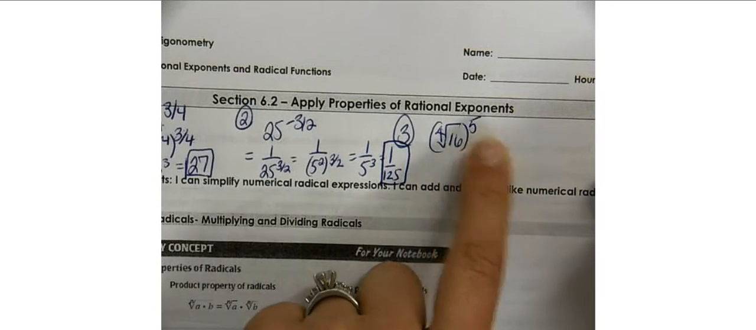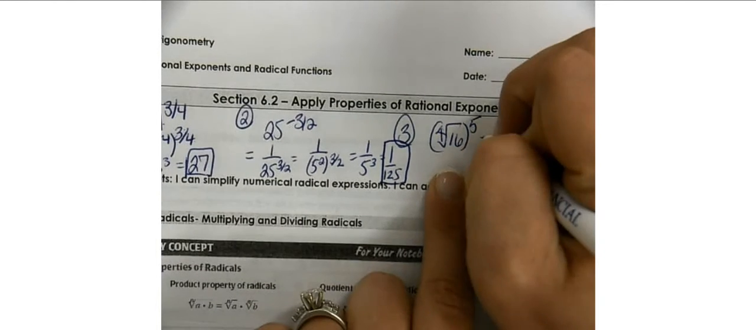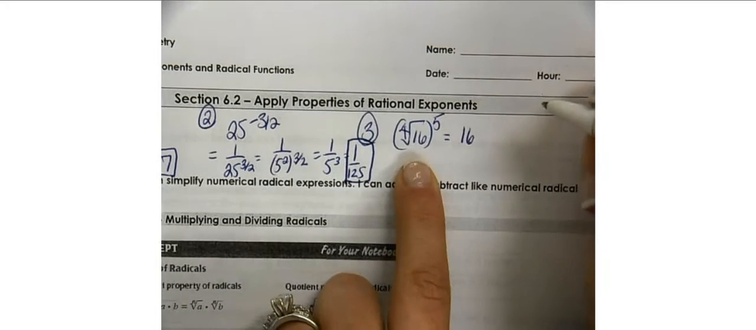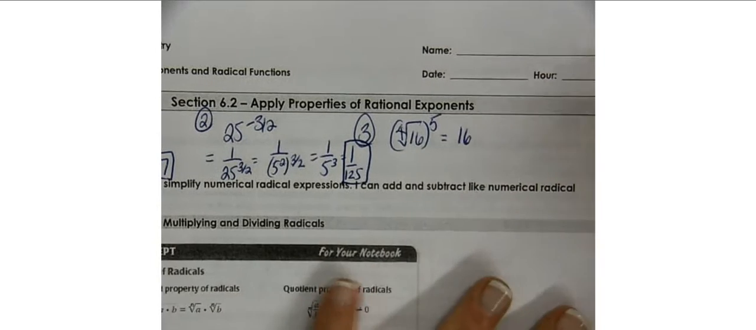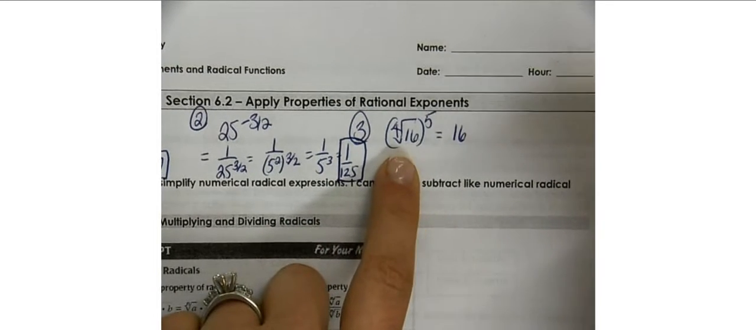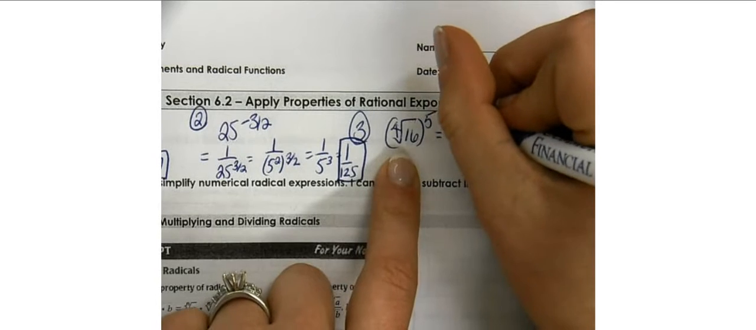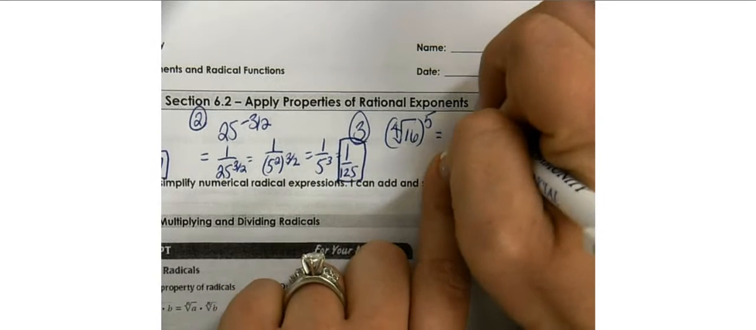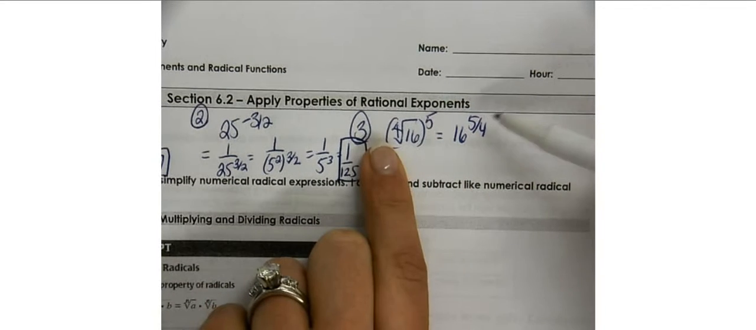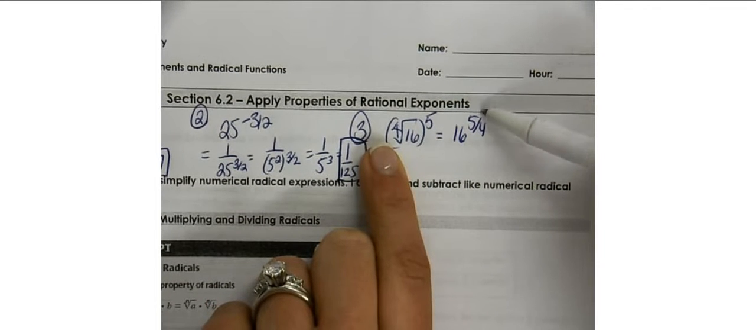Next we have the 4th root of 16 to the 5th power. I think that it's helpful to rewrite these problems using bases and fraction exponents so that you can simplify it a little bit easier. But if you want to work with the roots, that's perfectly fine as well. So I'm going to take 16 and raise it to the 5/4 power, because 5 is my exponent and 4 is my root, and it always is exponent over root.